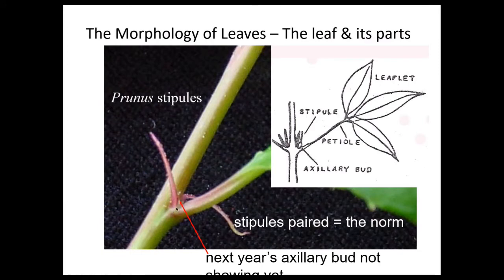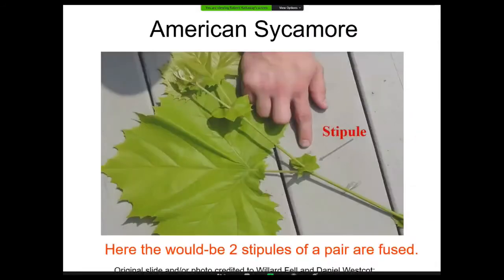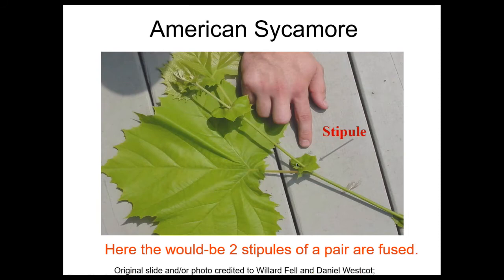The stipules normally come in pairs, but they don't always, as we'll see on the next slide. Questions? All right, none, we'll move on. The sycamore is notorious for having a fused pair of stipules into one large, actually leaf-like structure. Stipules on some members of the legume family can take the form of spines. But anyway, we have a big stipule here and a stipule here, and it's fused together.